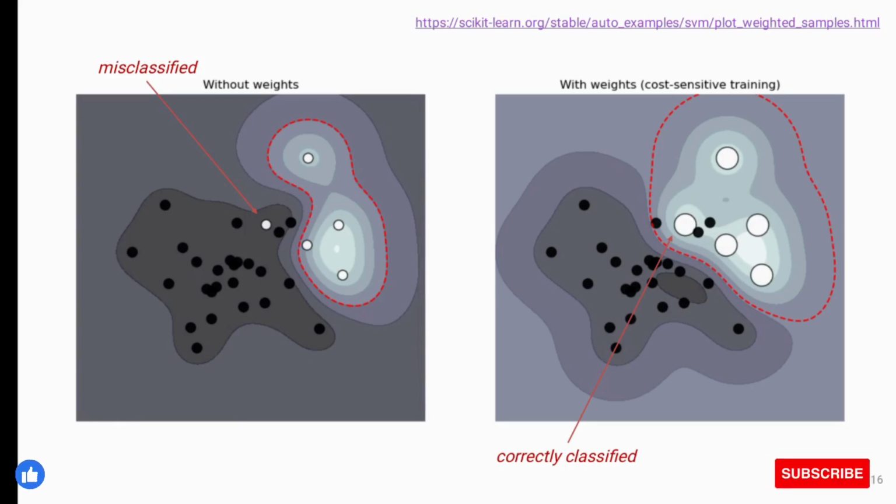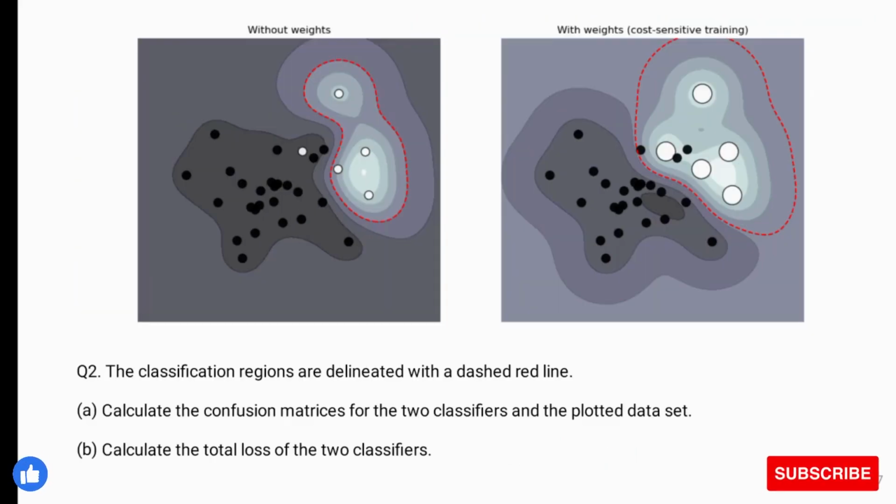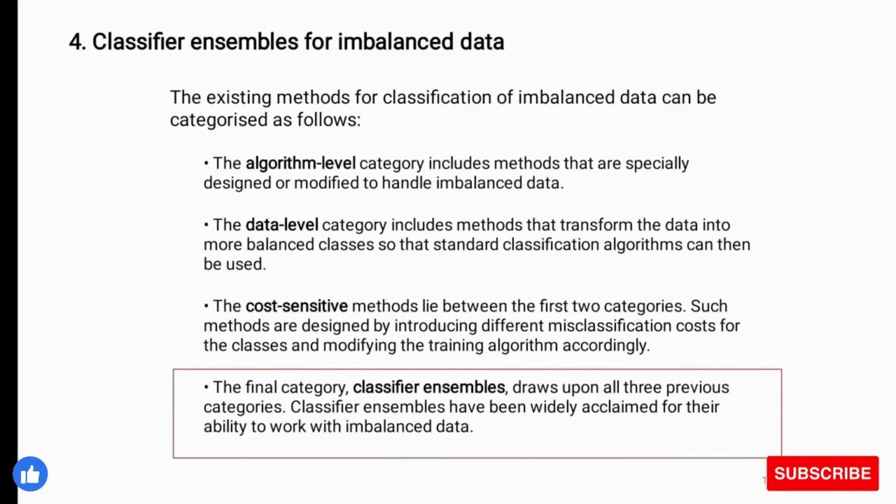Okay? Now, I was going to ask you a question about that, but given the time is moving on, I'm going to skip that one. When I put the slides up, you're welcome to do that as homework. So, let's move on to the final portion, the ensembles for imbalanced data. How can we generate an ensemble?